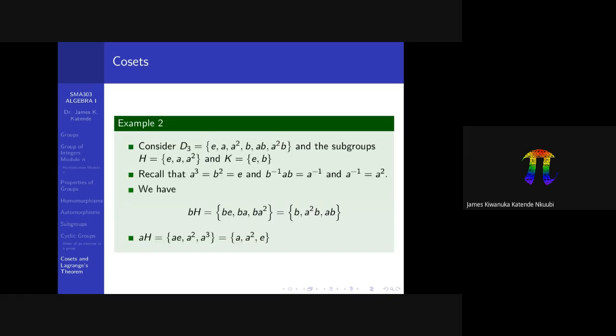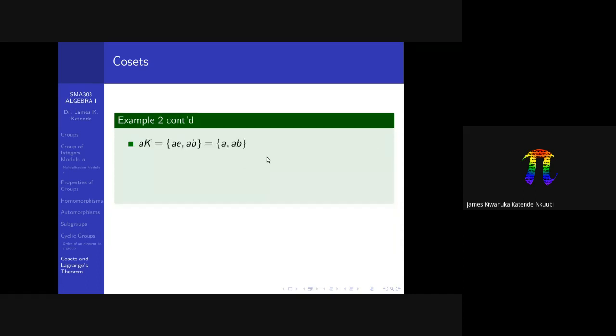So let's just go back. Remember, now we get the left coset of this subgroup K, equal to E, B, the cyclic subgroup generated by B. If you get the left coset of K determined by A, then you need to multiply everything in K on the left by A, so that you have AE, AB. AE is just A and AB is just AB. So that's the left coset. A squared K will be equal to A squared, A squared B, and last but not least, ABK.